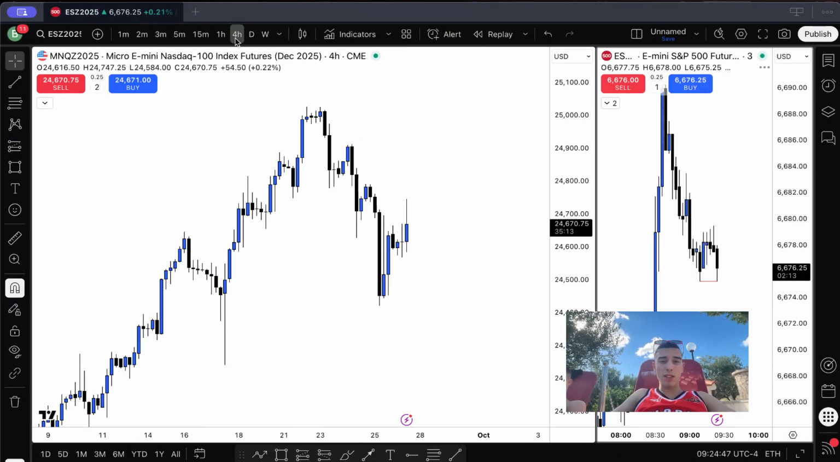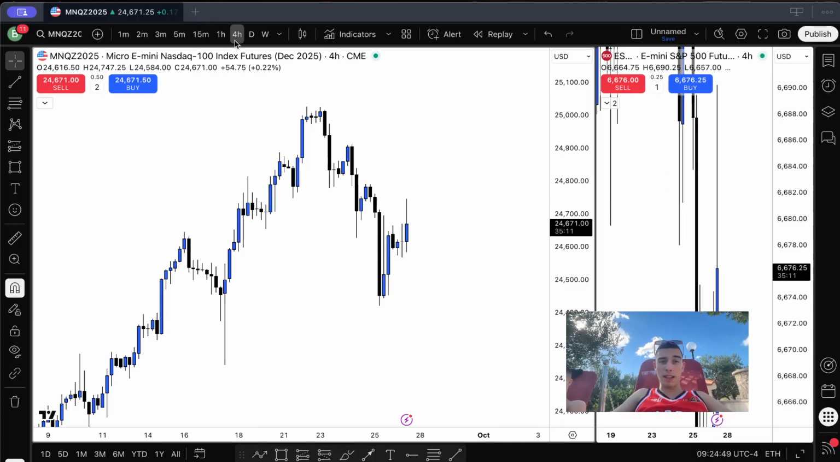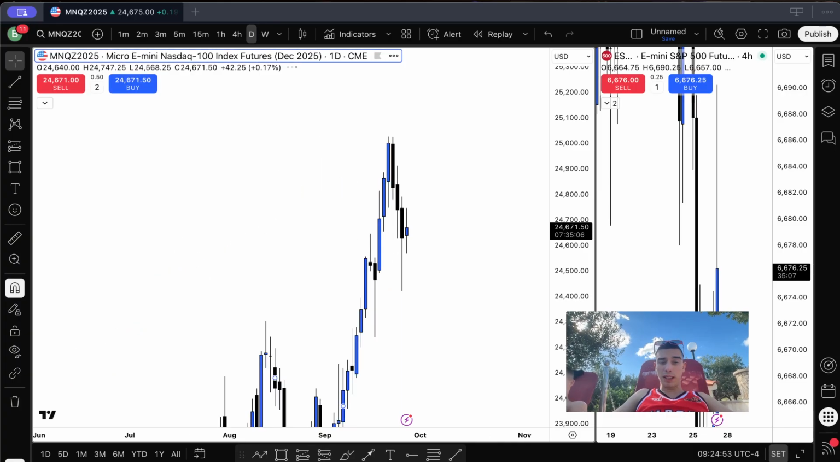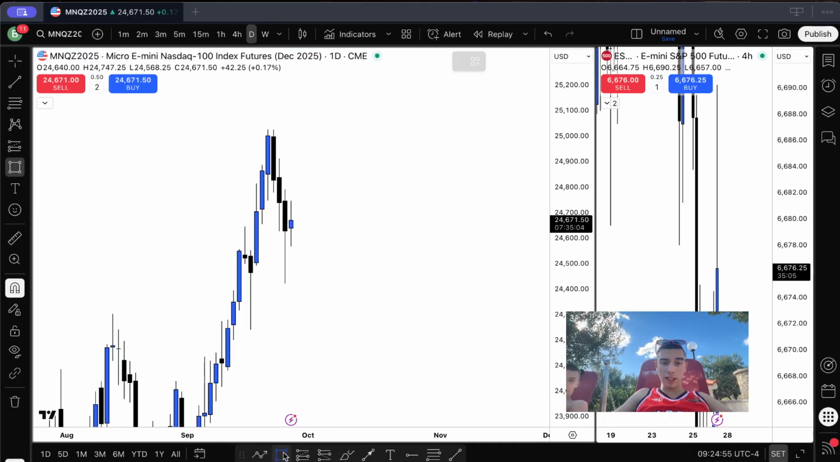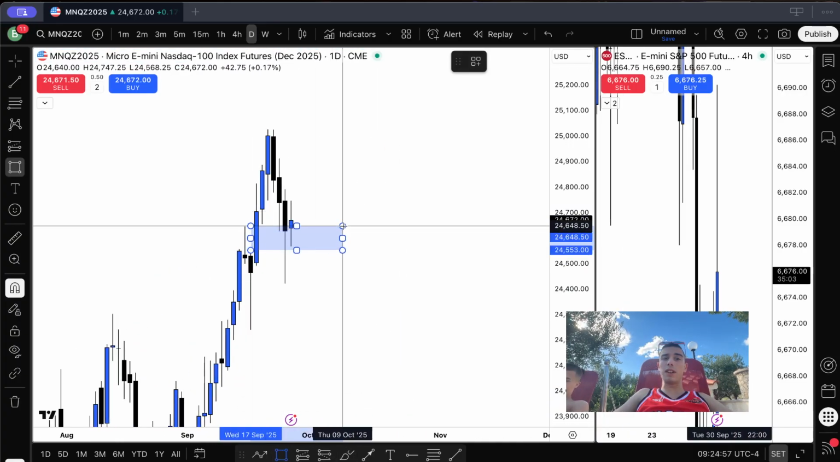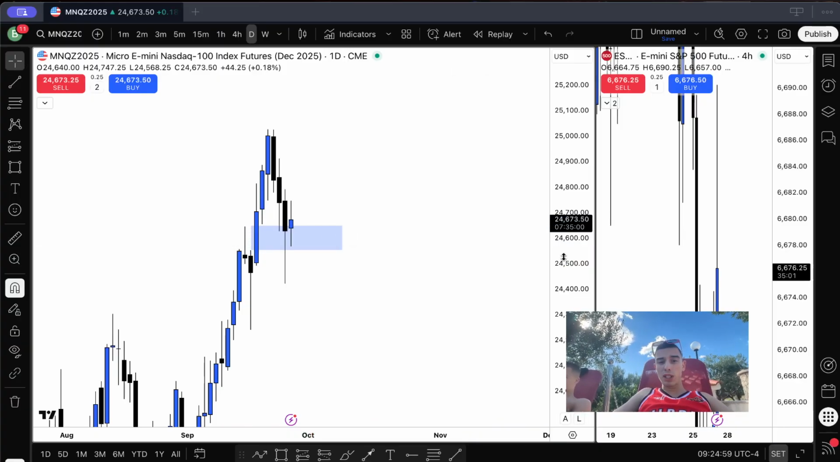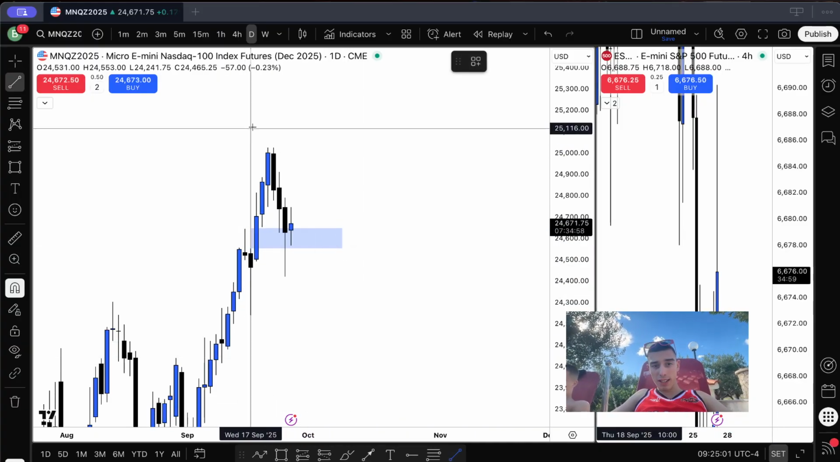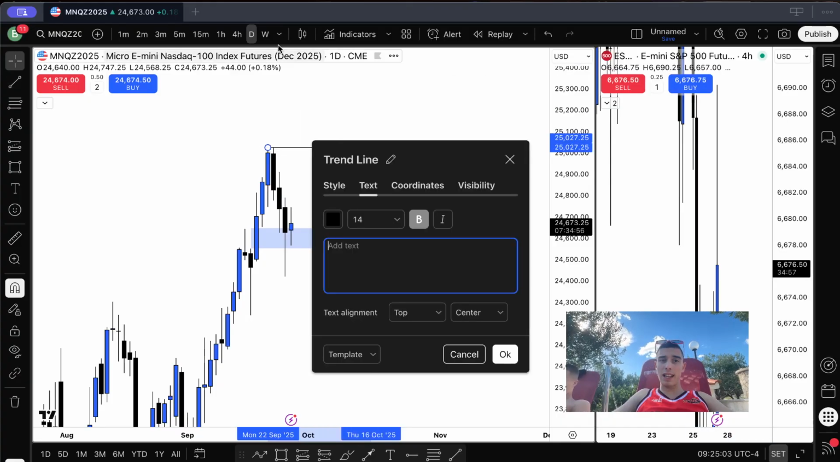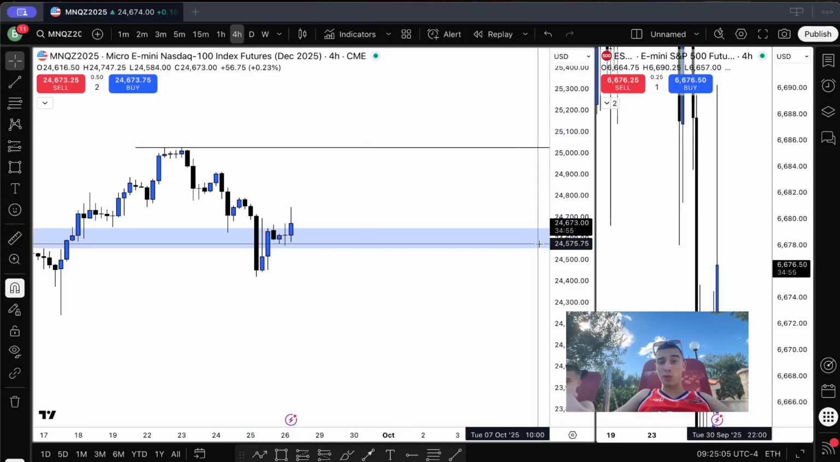So yeah, the bias for today, I don't know what to say because we are neutral. As you can see, we are coming from this daily fair value gap, we have delivery from it, which is a pretty bullish sign, and we are near the all-time highs. As you can see, these are the all-time highs.